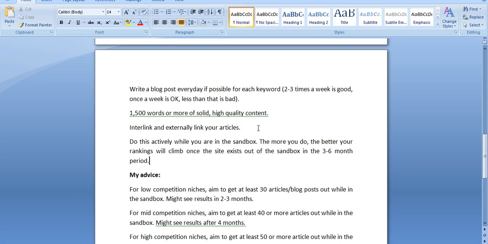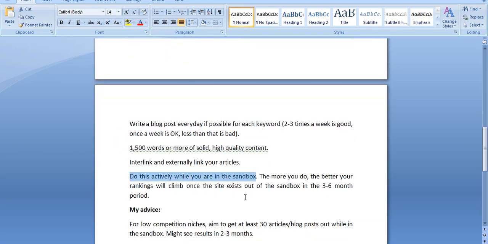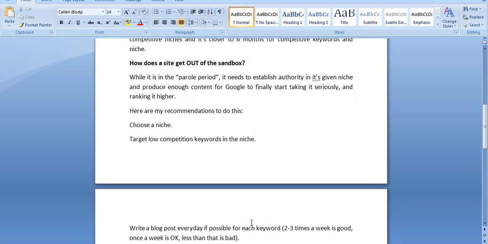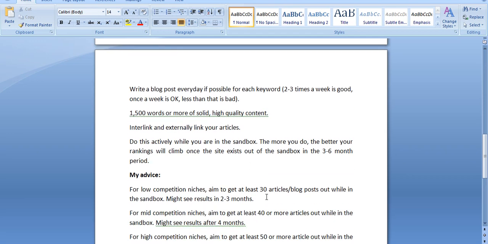Now, you want to do all these things that I just explained as actively as you can while you're in the sandbox, because while you're in this parole period, as I keep saying, the better behavior you show on your website by growing it, by improving it, by doing all these sorts of things, the better your results are going to be once you're out of the sandbox. So the more work you do while you're in the sandbox, the more rankings and traffic you'll get while you're out of it. So don't be lazy about this. Do more while you have this time to do it, okay?